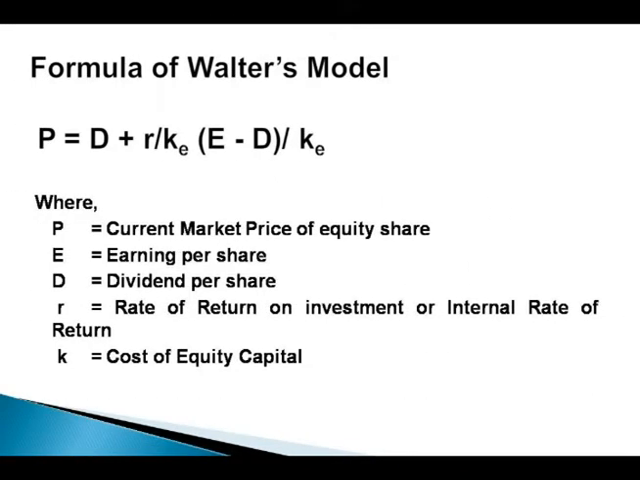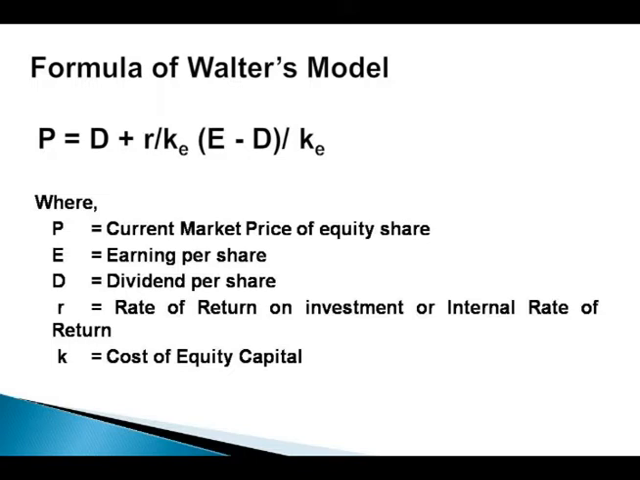Now take a look at the formula of the Walter model. P equals D plus R divided by K, times E minus D, divided by K, where P is the current market price of the equity share, E, we know, is earning per share, D is dividend per share, R, I already explained, is the rate of return, and K is the cost of capital.